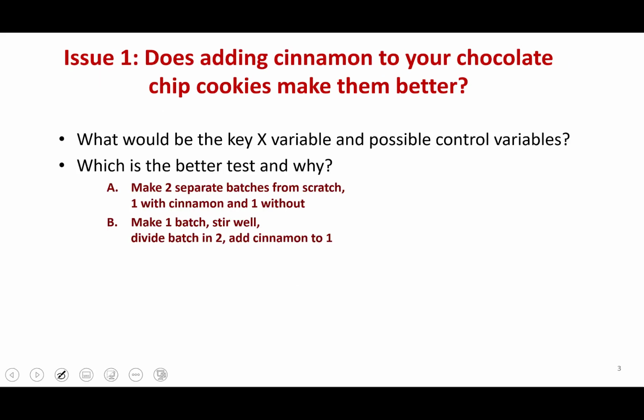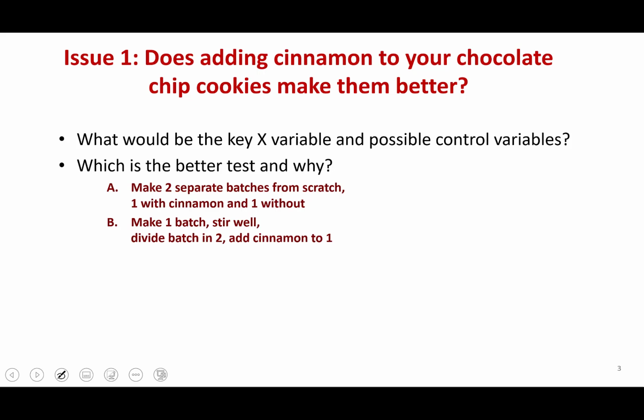We're going to deal with two issues to demonstrate holding other factors constant. The first one is a conceptual one. The second one will actually use data. Okay, so this first issue, one that's very important to me: does adding cinnamon to your chocolate chip cookies make them better? Okay, so take a moment, think about what would be the key X variable and what would be possible control variables here. And I'll give you a little hint. The dependent variable would be the taste of the cookie, which would indicate, hey, does it taste better or not?